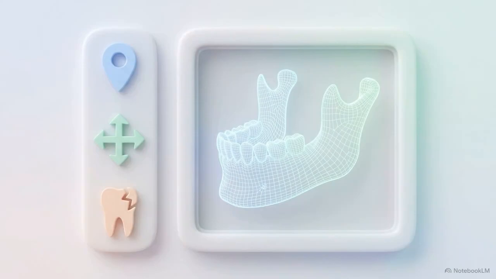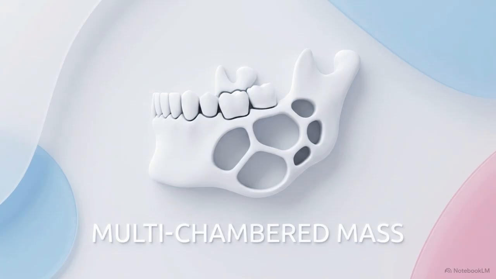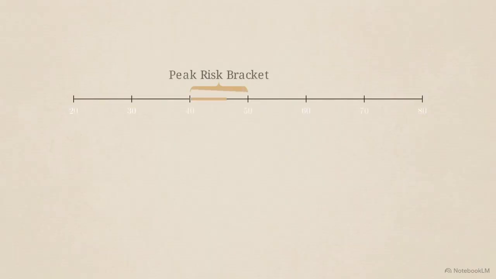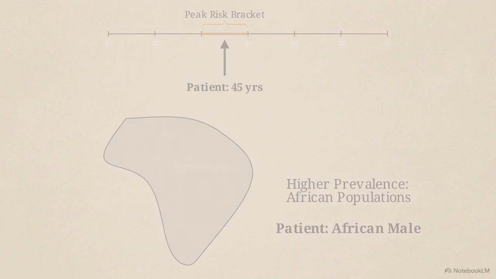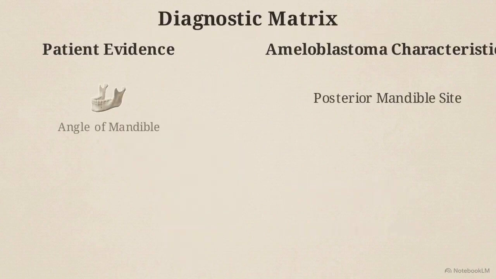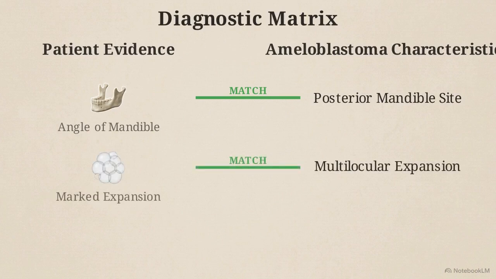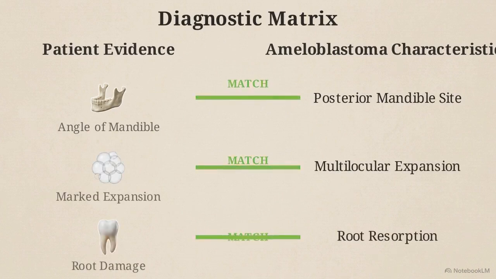These combined findings, posterior location, significant multidirectional expansion, and root resorption, provide the specific criteria we must now use to identify the pathology. Based on these criteria, the principal differential diagnosis is ameloblastoma. Epidemiologically, ameloblastoma most frequently presents in the 40 to 50-year-old age group and has a higher prevalence in African populations compared to other groups. The presentation in this case is classic. The location at the angle of the mandible, the degree of expansion, and the presence of root resorption are all highly consistent with an ameloblastoma of this size.